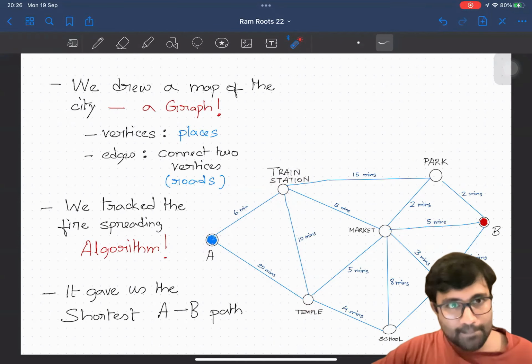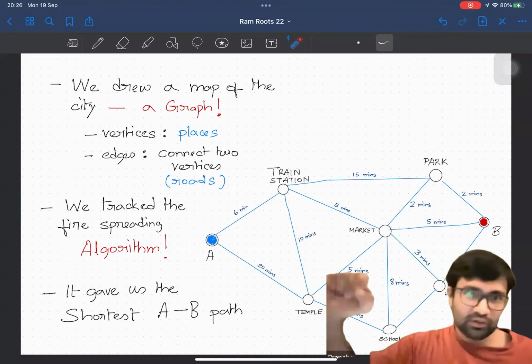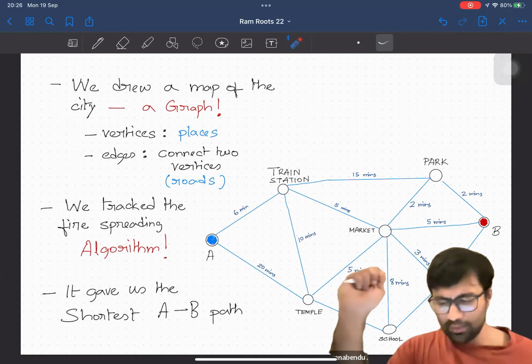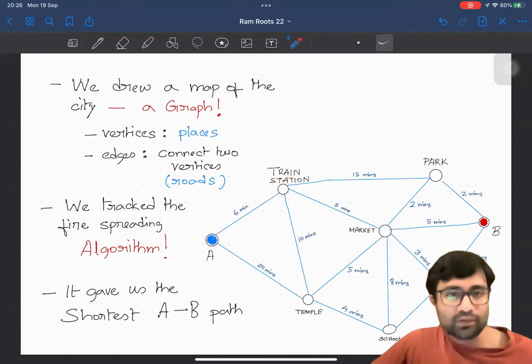Okay. So this is a little different from the kind of graphs maybe you do in maths where you are actually drawing some charts and everything. But this is a mathematical object called a graph, right? So every map essentially is a graph.